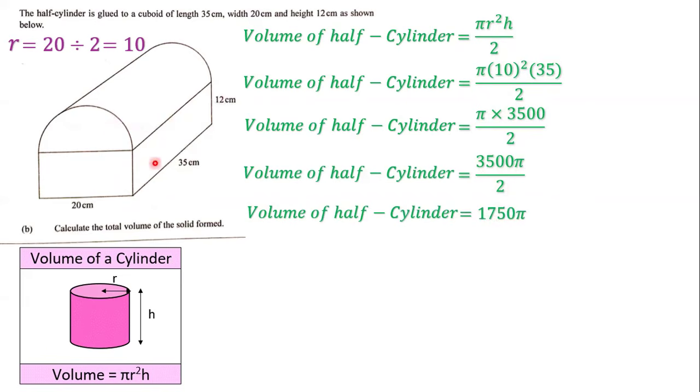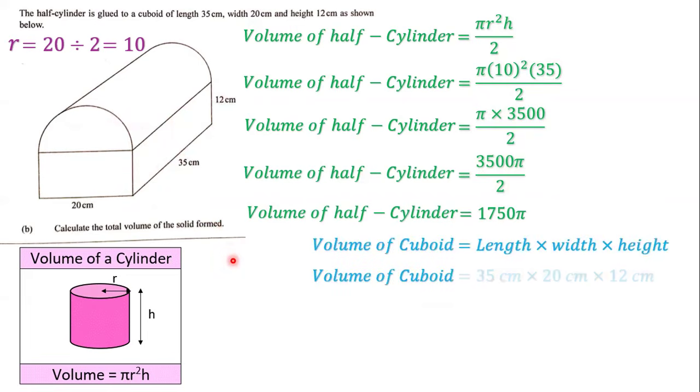But we're not done, because we need to figure out the volume of the cuboid. The volume of the cuboid is length times width times height, where the length is 35 centimeters, the width is 20 centimeters, and the height is 12 centimeters. That's 8,400 centimeters cubed.